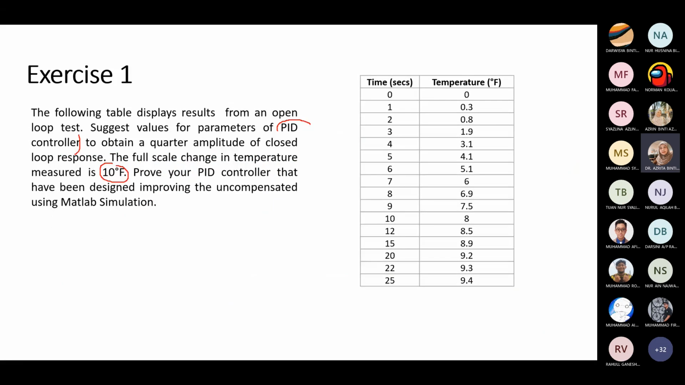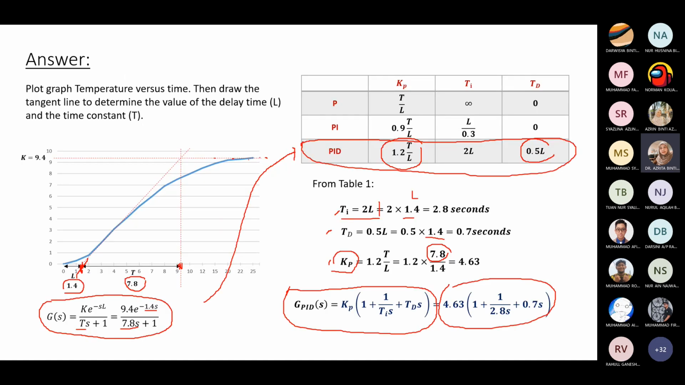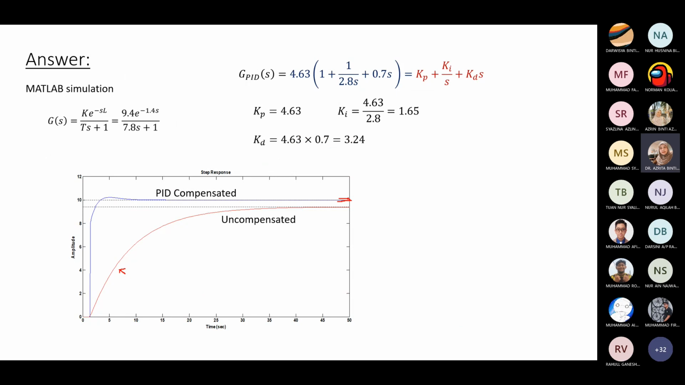The full scale change in the temperature, so this is the input. The input value is 10 degrees Fahrenheit. So we can see for the PID, when we put the PID controller into the system, the final value will become 10 degrees Fahrenheit compared to the uncompensated system, where we only obtain 9.4 degrees Fahrenheit. So this is the proof of how the PID controller can compensate or improve the response from the uncompensated system using the Ziegler-Nichols method.